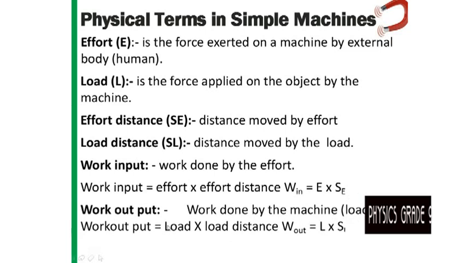The work output is the work done by the machine, in other words, the load. It's similar to the work input, but as the name implies, it's the output energy, and that's equal to the load multiplied by the load distance. We write it as W out to signify work output, and that's equal to L, the load, multiplied by the distance which is moved by the load.